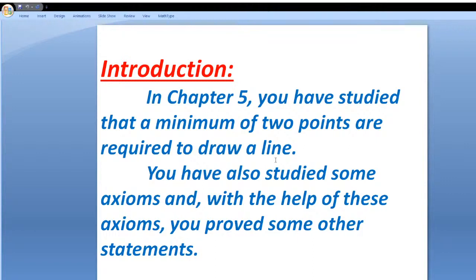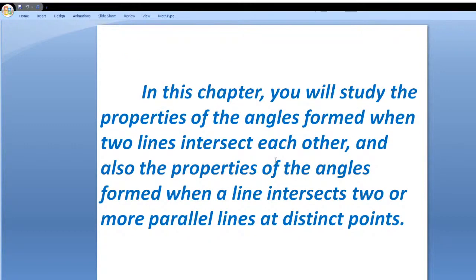In chapter 5, you have studied that a minimum of 2 points are required to draw a line, and you have also studied some axioms, and with the help of these axioms to prove some other statements also. In this chapter, you will study the properties of the angles found when two lines intersect each other, and also properties of the angles found when a line intersects two or more parallel lines at distinct points.